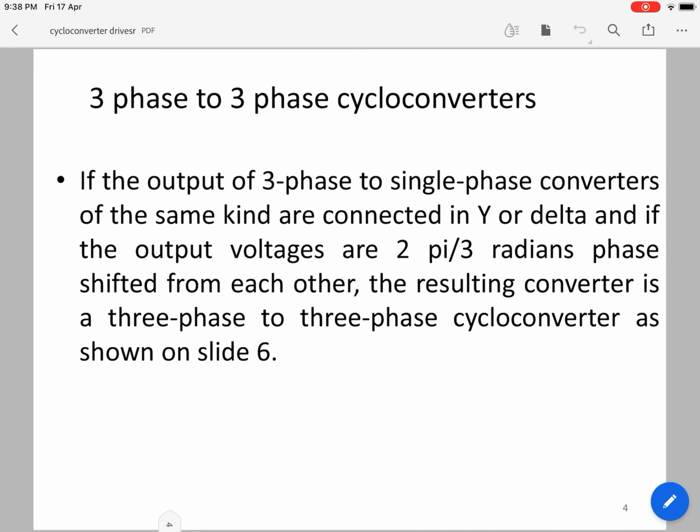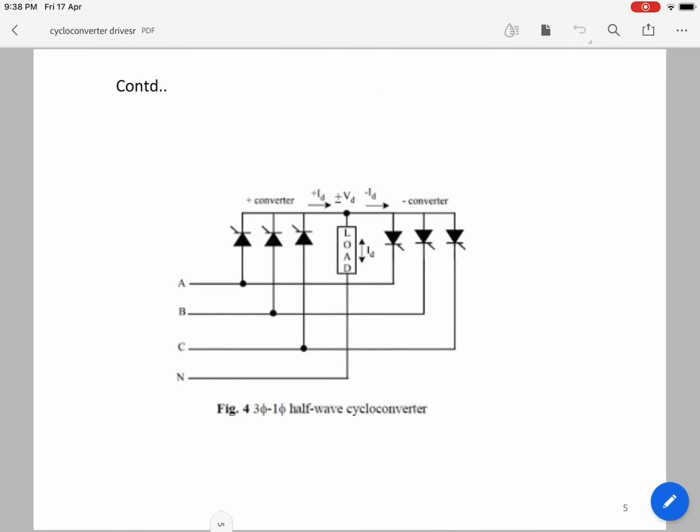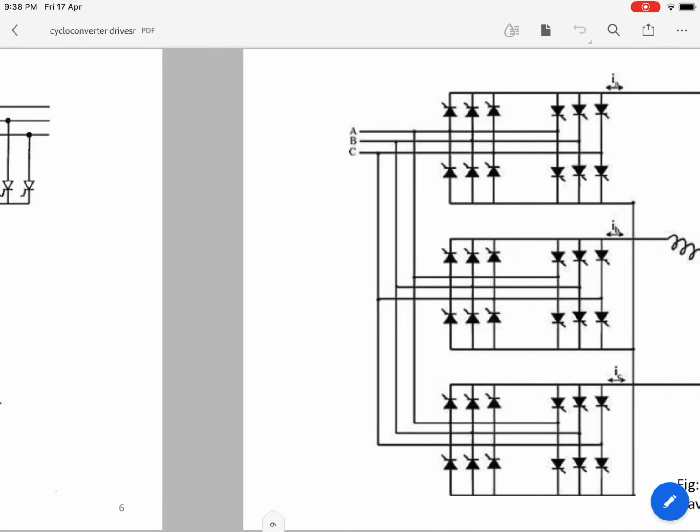If the outputs of three phase to single phase converters of the same kind are connected in star or delta, and the output voltages are 2 pi by 3 radians phase shifted from each other, the resulting converter is a three phase to three phase cycloconverter, as shown on slide 6.